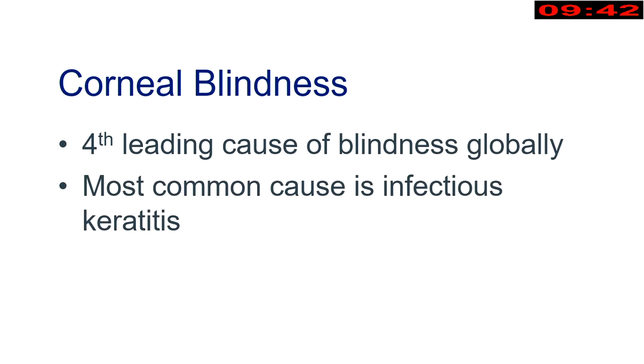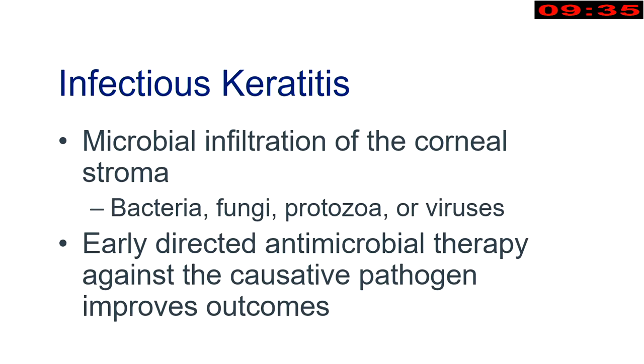So, corneal blindness is the fourth leading cause of blindness globally. The vast majority of those cases are caused by infectious keratitis. And, as we all know, infectious keratitis is characterized by microbial infiltration of the corneal stroma. It's pretty straightforward to diagnose a corneal ulcer. You can train pretty much anybody to see if there's a white spot on the cornea and the patient's in pain. The real management issue is determining what type of infection they have.